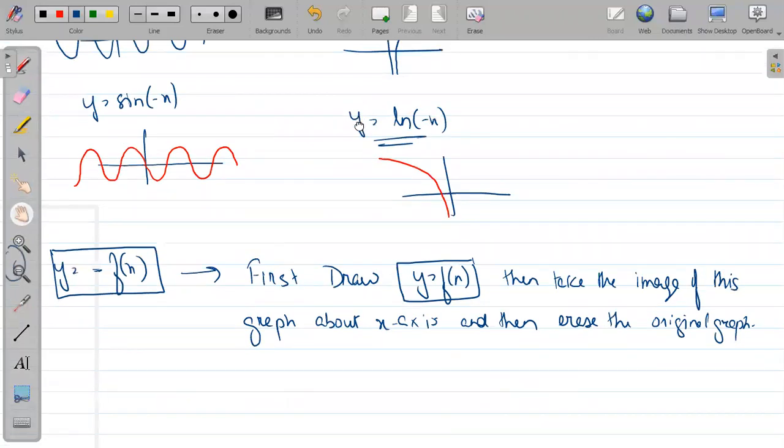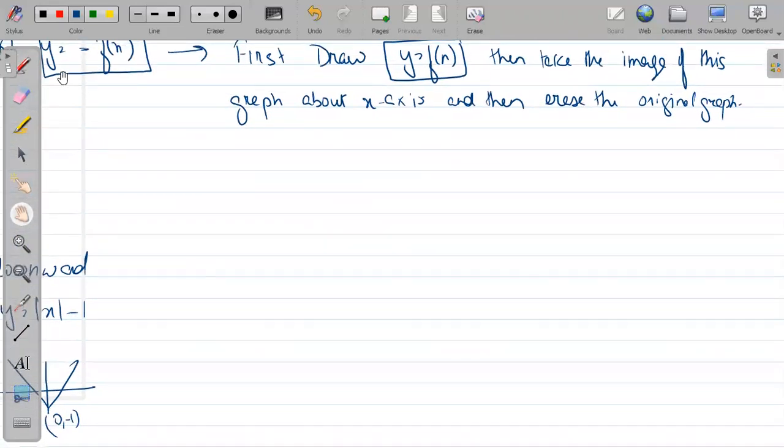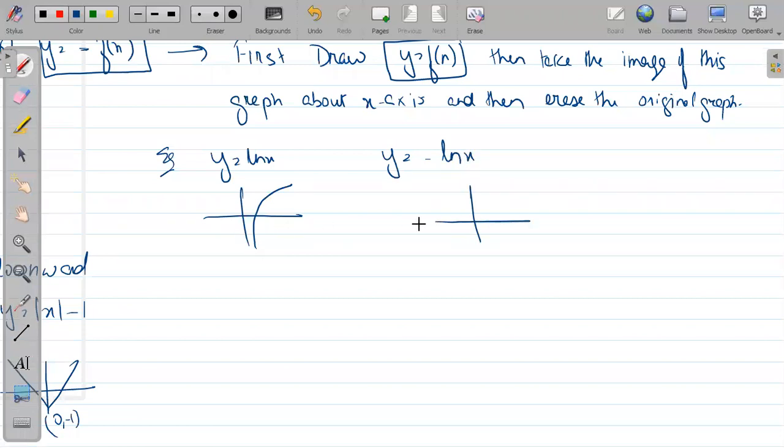That's all, and nothing else. Here I am taking the example of y equal to ln x, we already know the graph is this one. If anyone asks you to draw the graph of y equal to minus ln x, take the image of this graph about the x-axis. If you take the image, you will get this one only. And then erase the original graph. You will get this one. Is it clear to you?